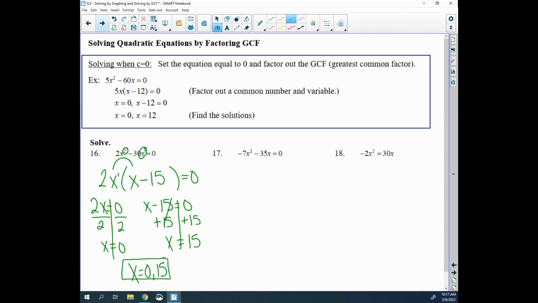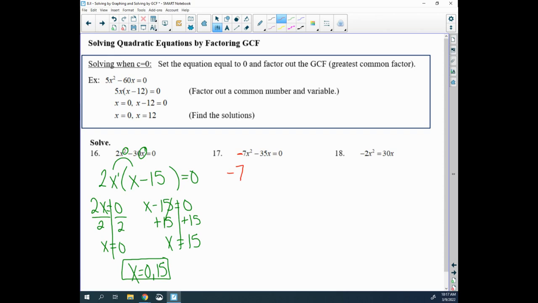All right, let's try number 17. All right, what is the biggest number you can think of that goes into 7 and 35? 7. All right, now, I'm going to do something that might kind of help a little bit here. If you see a negative in the front, go ahead and factor that negative out. It just makes the math a little easier in the long run.